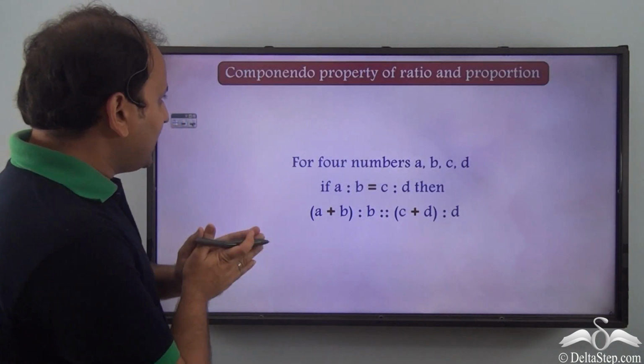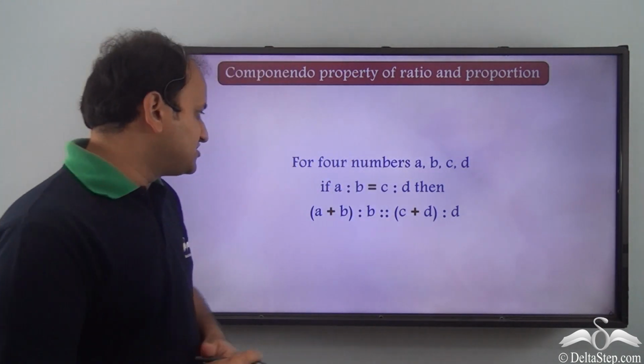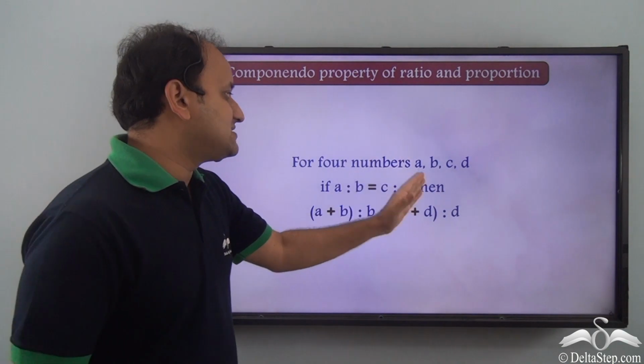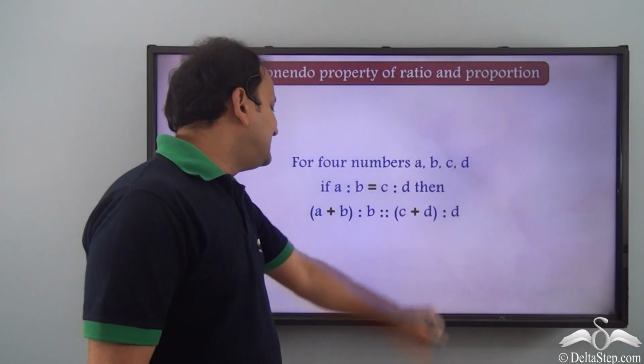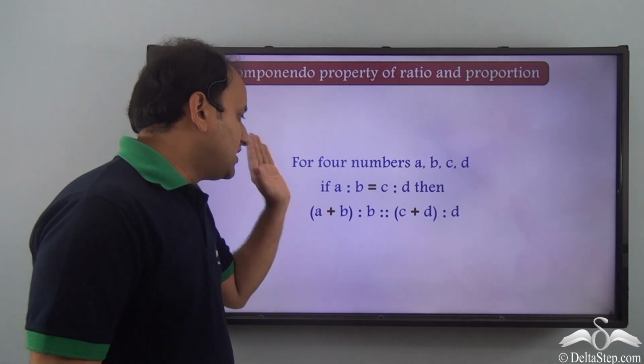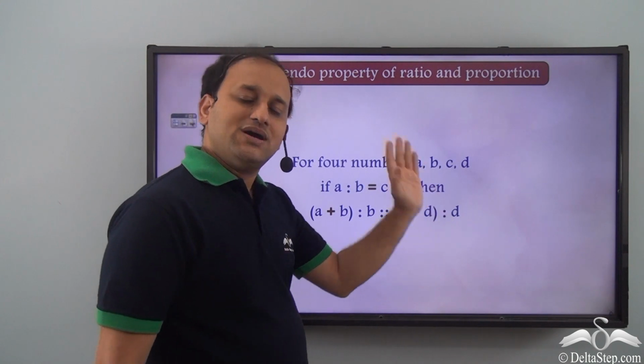So what did we learn today? We learned that componendo property of ratio and proportion states that for 4 numbers A, B, C, D, if A is to B is equal to C is to D, then A plus B is to B is proportional to C plus D is to D.